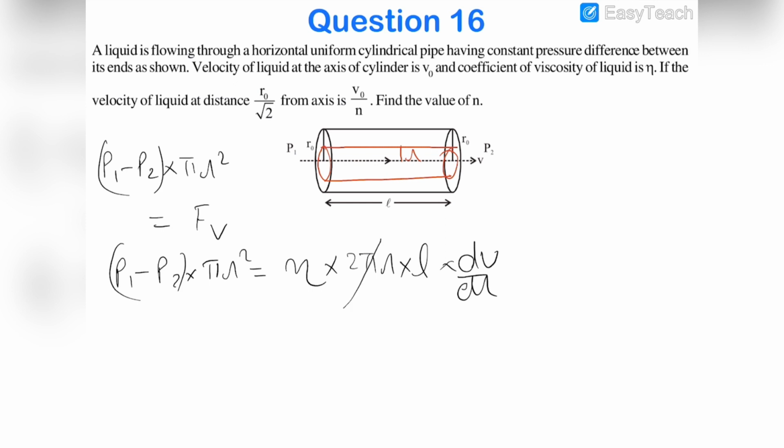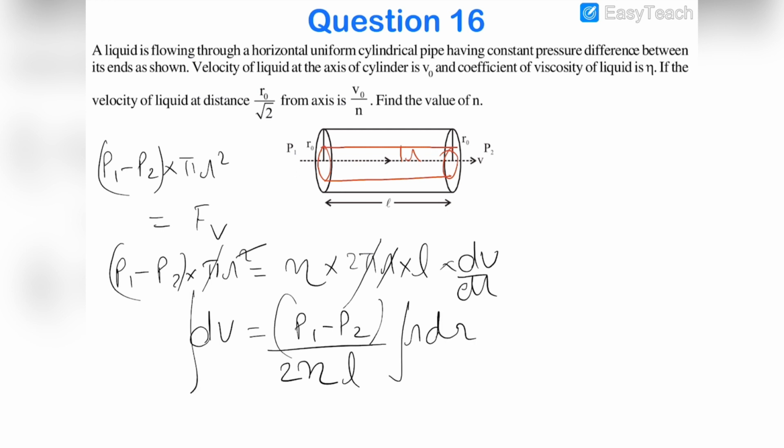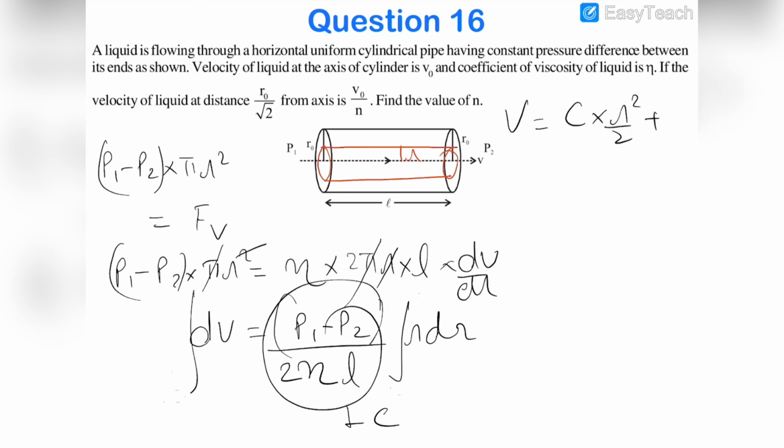Now cancelling this pi with pi, dV will be equal to P1 minus P2 divided by eta, and cancelling this r with one r, this is 2 eta L, and this is r dr. Let us assume that this is constant C. So we know that on the outermost point, the velocity of the liquid is 0, and at the axis, where r is 0, the velocity is v0. We can just integrate indefinitely. So v will be equal to c into r square by 2 plus some constant c0.